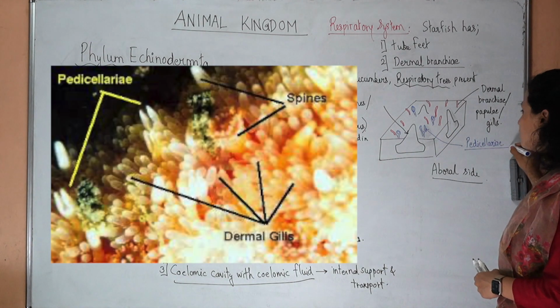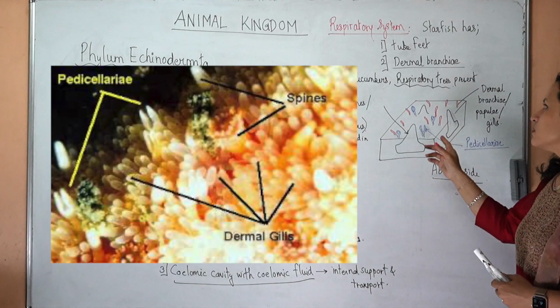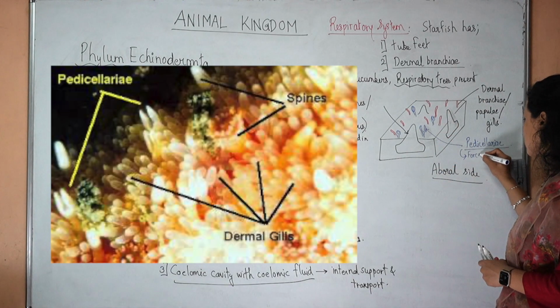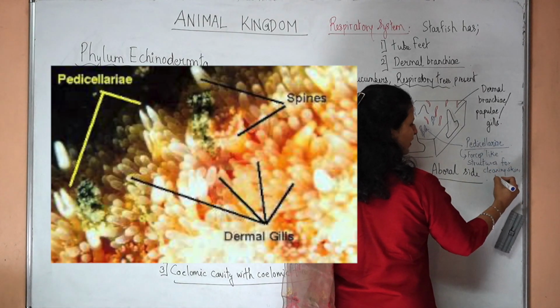Pedicellariae, which is a unique feature of the starfish. Apart from the dermal branchiae, they can be defined as forceps-like structures for cleaning skin, also for defense.